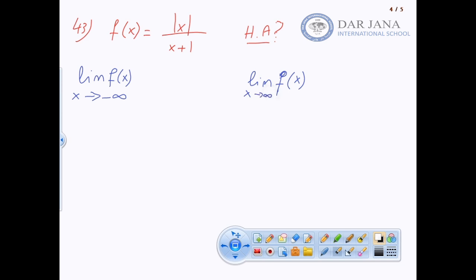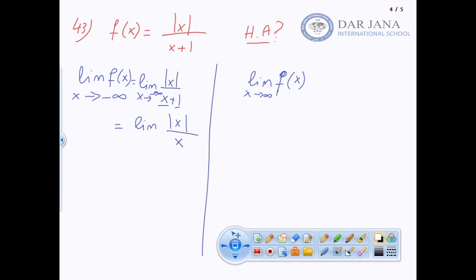Okay, as you know, if the limit gives us a constant number, then y equals this number is going to be the horizontal asymptote. So, limit of absolute x over x plus 1 as x approaches negative infinity. Up, it's only one term, which is absolute x. Down we have x and 1. As we said, we take the highest one, which is x.